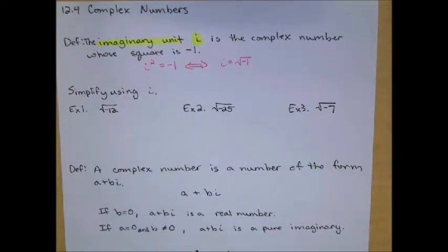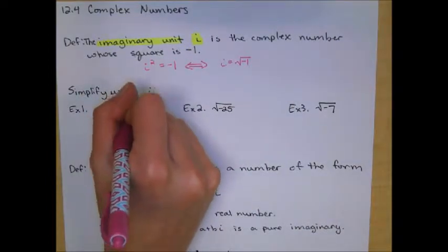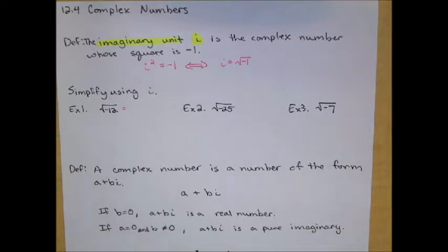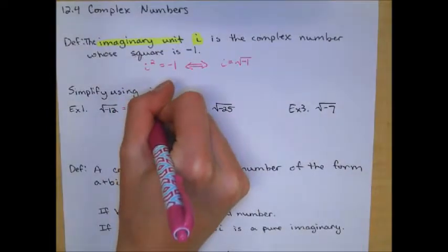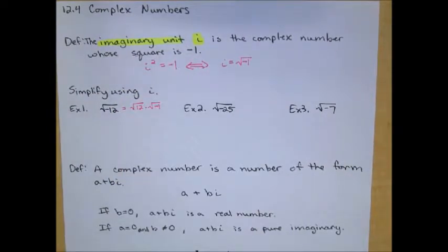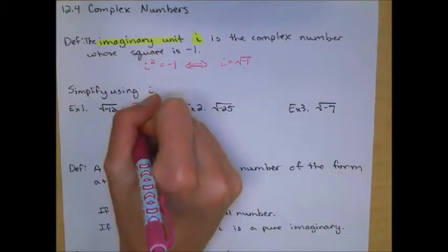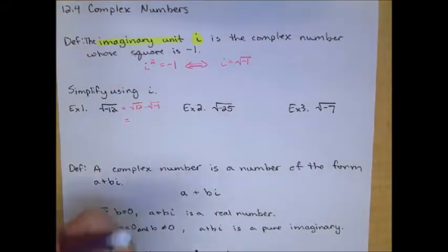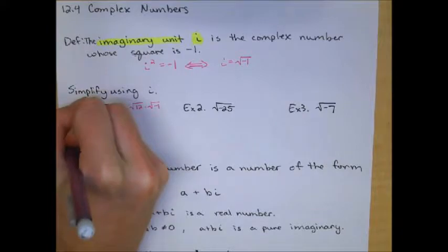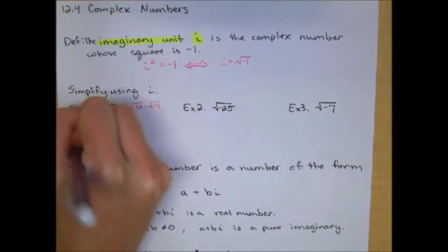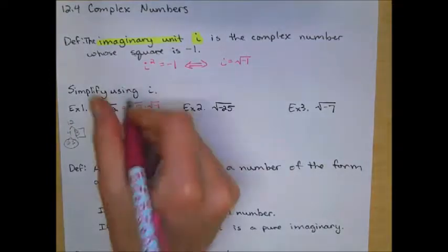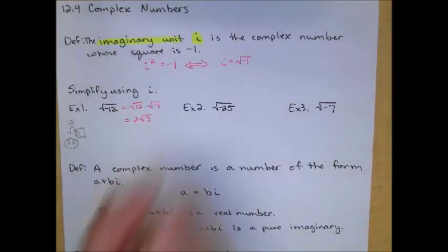Now we're going to simplify these three radicals using our i. So how do we do this? Well, the square root of -12 is the square root of 12 times the square root of -1. The square root of 12, let's go ahead and make our little tree. We have a pair of 2's, 3 is by itself. This is 2 root 3.